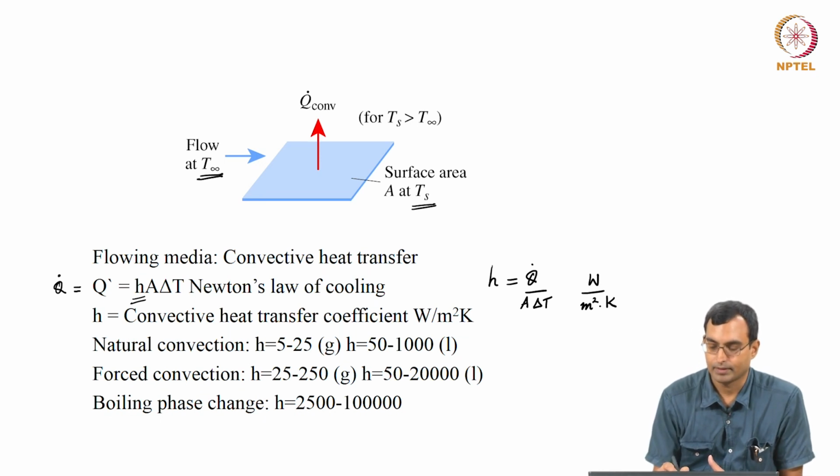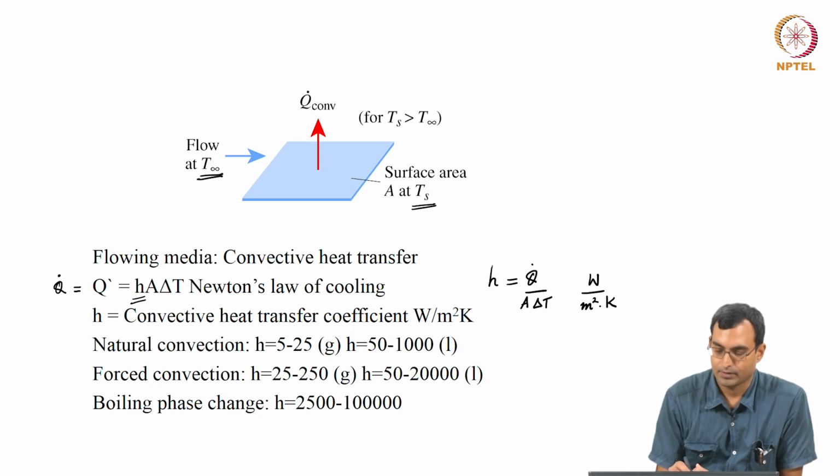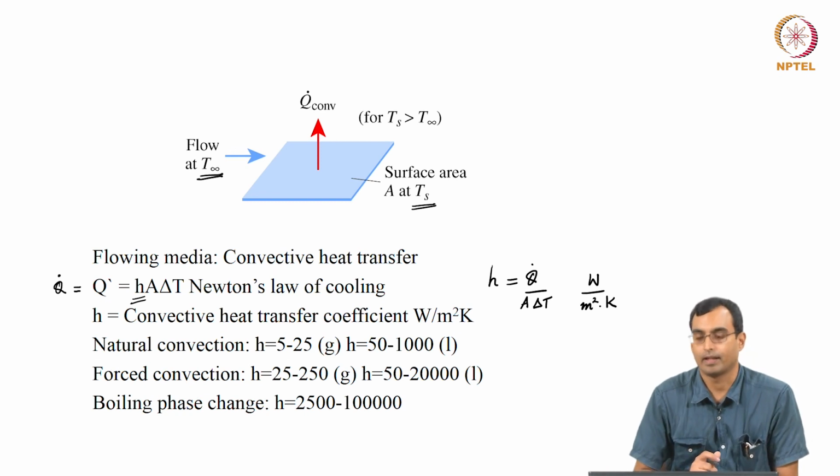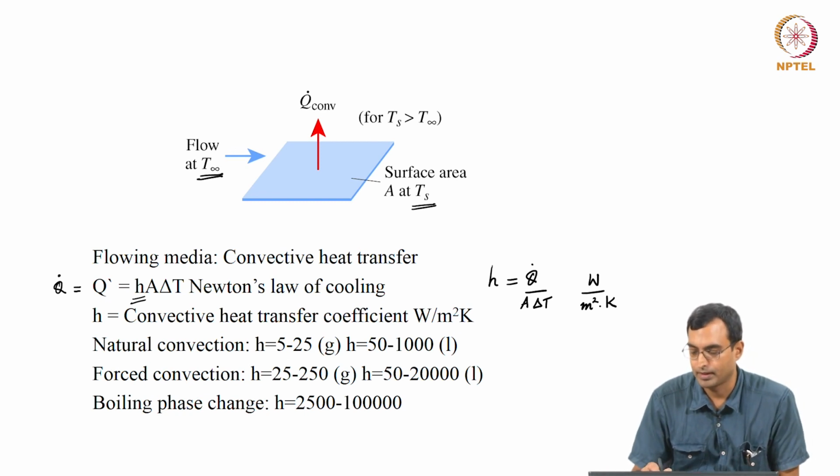In the case of gases, if it was air above a hot plate, the natural convection happens, because of which we have a convective heat transfer coefficient of about 5 to 25 watt per meter square Kelvin. In the case of liquids, it is much higher, about 50 to 1000.